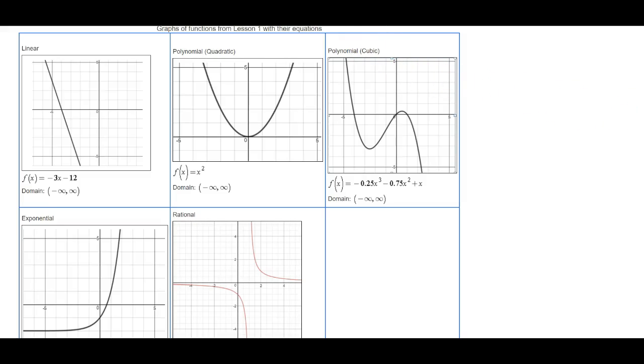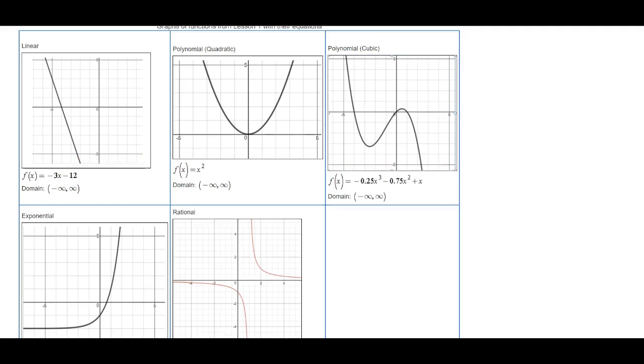Welcome to Module 2. In this module, we're going to talk about functions from an algebraic perspective, whereas in Module 1, we talked about them strictly from a graphical perspective. I have the first 5 functions we looked at in Module 1. And this time I've included the equation or the symbolic representation of these top 3.